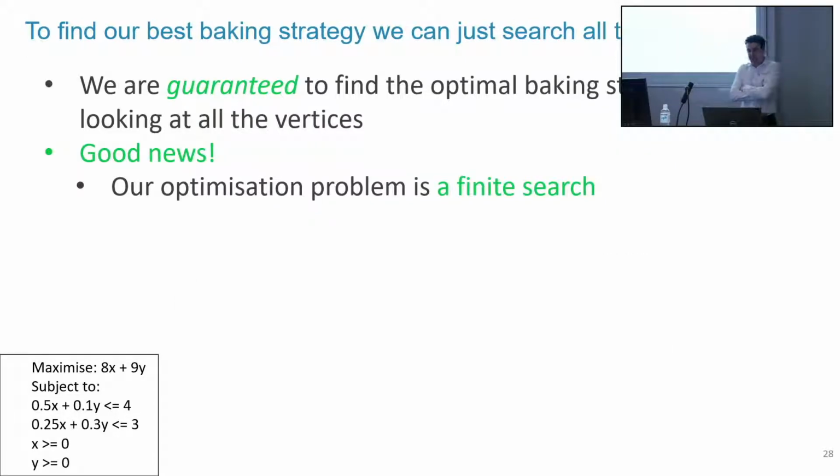So that is a fantastically powerful discovery. It means I now have a finite search problem. My optimization problem is now a search algorithm. I just need to find all the corners, evaluate them all, and pick the one that's the highest. That's the incredibly powerful part of linear programming, why it's called the fundamental theorem.